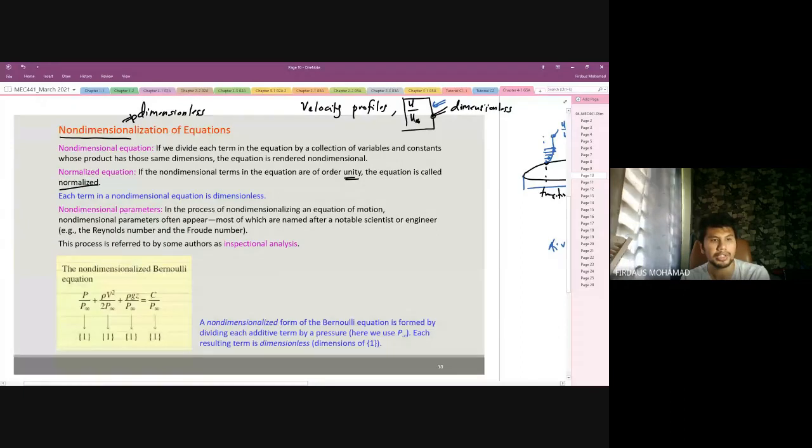Okay, so each term in a dimensional equation is dimensionless. Okay, so non-dimensional parameter in the process of non-dimensionalizing an equation of motion, non-dimensional parameter often appear, most of which are named of notable science or engineers, for example, Reynolds number and Faraday number. Okay. Nanti dalam MEC 442 untuk fluid mechanics tu, you akan come out dengan equation of motion ataupun Navier-Stokes equation. Okay.